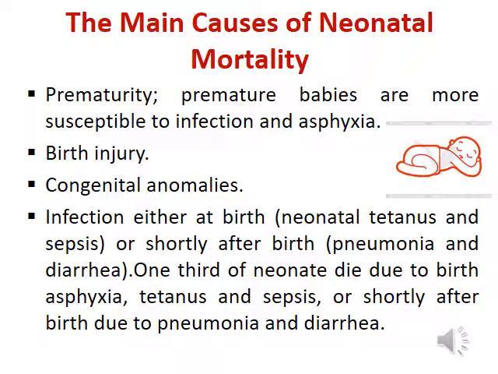The main causes of neonatal mortality: prematurity. Premature babies are more susceptible to infection and asphyxia. Birth injury, congenital anomalies, infection either at birth, like neonatal tetanus and sepsis, or shortly after birth, pneumonia and diarrhea. 1/3 of neonates die due to birth asphyxia, tetanus and sepsis, or shortly after birth due to pneumonia and diarrhea.